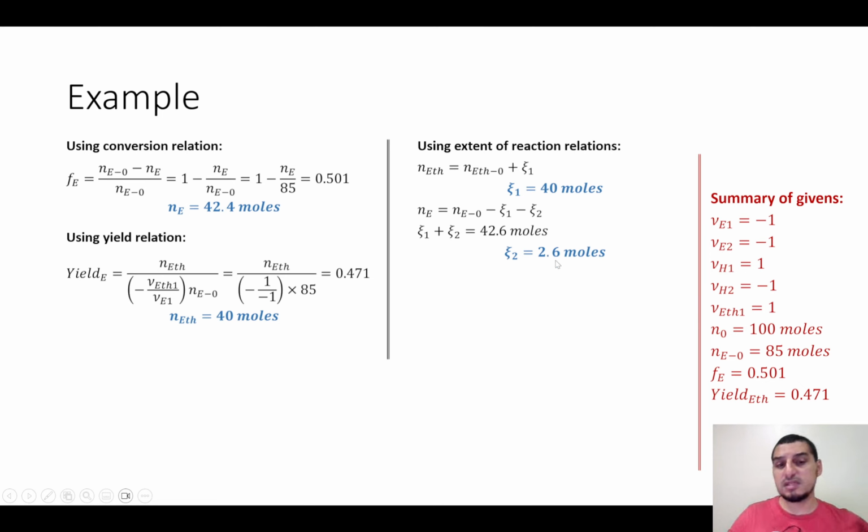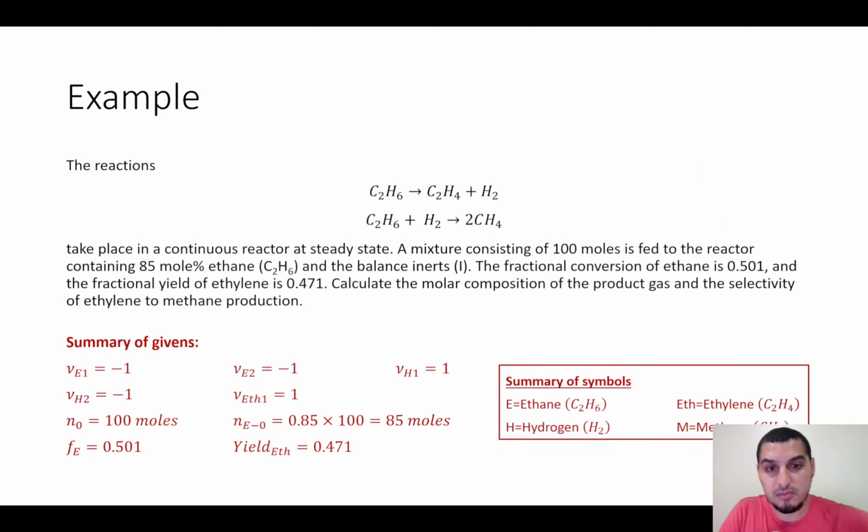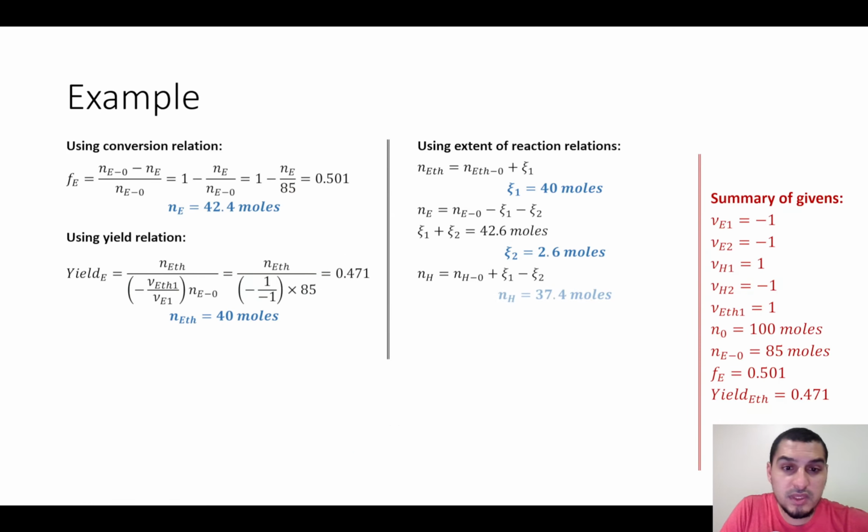So now, since I know Xy1 and Xy2, I'm done with everything. I'm just using the equations to calculate the number of moles of hydrogen. If we go for hydrogen, hydrogen is a product in the first reaction and a reactant in the second reaction. So it is -1 here and +1 here. And so we can calculate the number of moles of hydrogen. It's very straightforward. It's Xy1 minus Xy2, so it's 37.4. And the same for methane. It's only present as a product in the second reaction, so we can calculate the number of moles of methane.